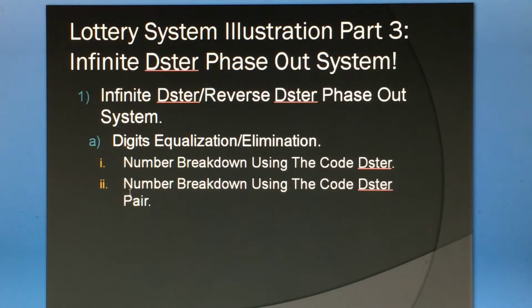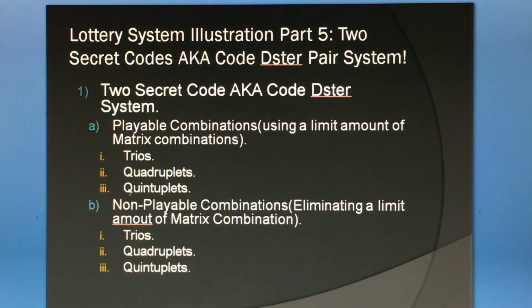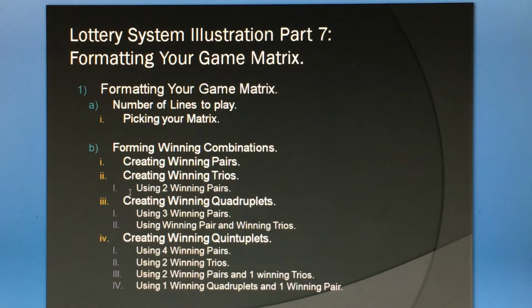Part 3 will be the infinite Dster reverse Dster phase out using the Dster and the Dster pair system. Illustration part 4 will be the Dster system using pairs, trio, and quadruplets. Illustration part 5 will be the Dster pair system using trios, quadruplets, and quintuplets. And the illustration part 6 is the coordinate quadrant system using the x and y axis, using hot, cold, and neutral coordinates to form any combination. And the part 7 is your game matrix, creating pairs, trios, quadruplets, and quintuplets. So this is the whole package, part 1 to part 7.